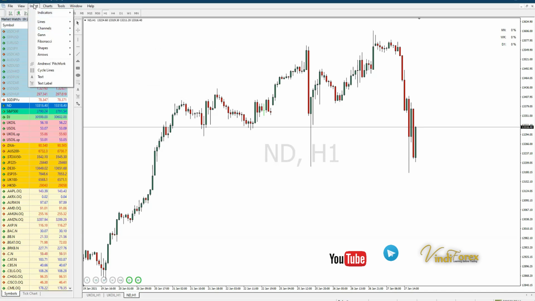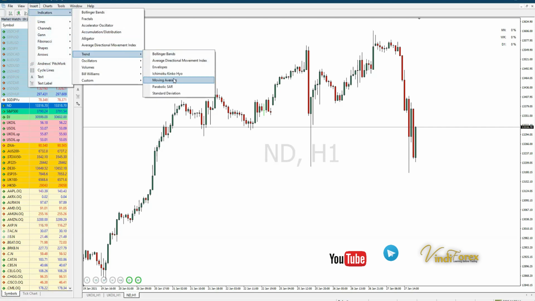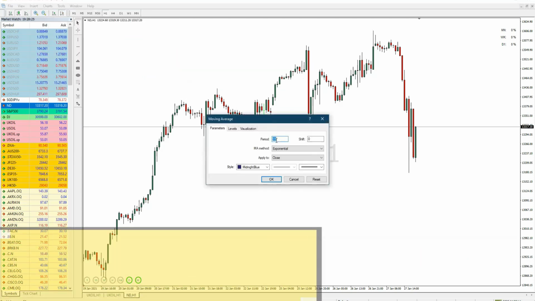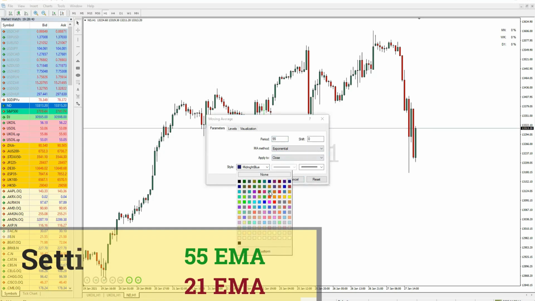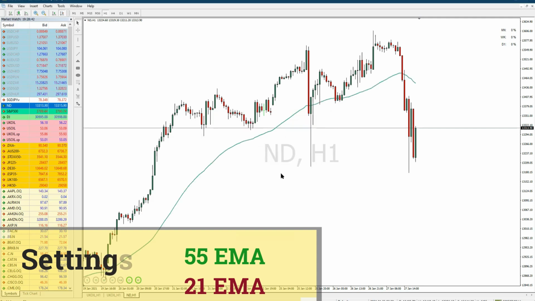Go to trend. If you're using MT4, go to insert, indicators, trend, and then you choose moving average. Here where it says period, type 55, and where it says MA method, change it to exponential. By default, I believe it's on simple or smooth. Go to exponential. You can change the color. Let's change this to that color. Click OK. So this is our 55.